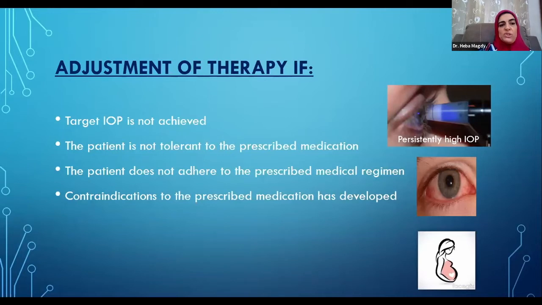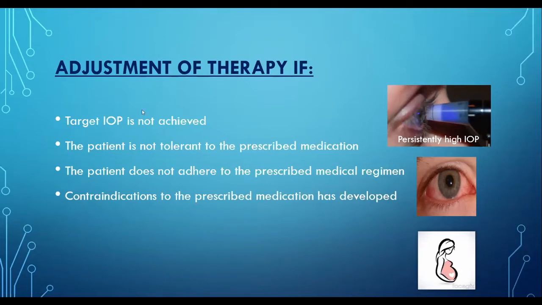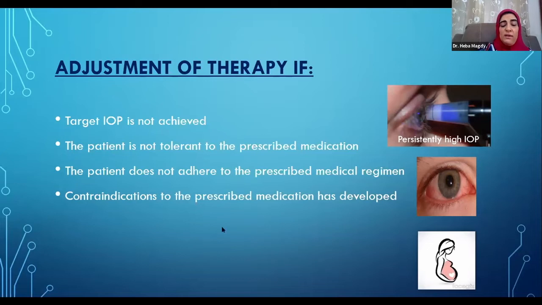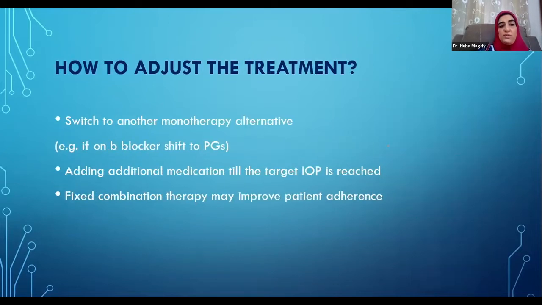If the target intraocular pressure is not achieved, you have to adjust the treatment. You can also adjust the treatment if the patient is not tolerant to the prescribed medication, or if the patient is not adherent to it, or if any contraindication has appeared during the use of the eye drops. But how to adjust the treatment? You have to be wise during the adjustment.